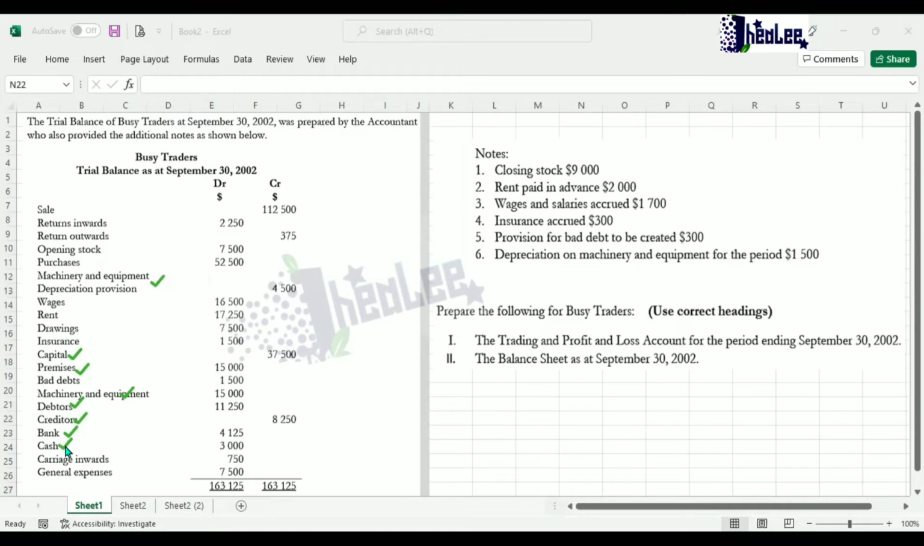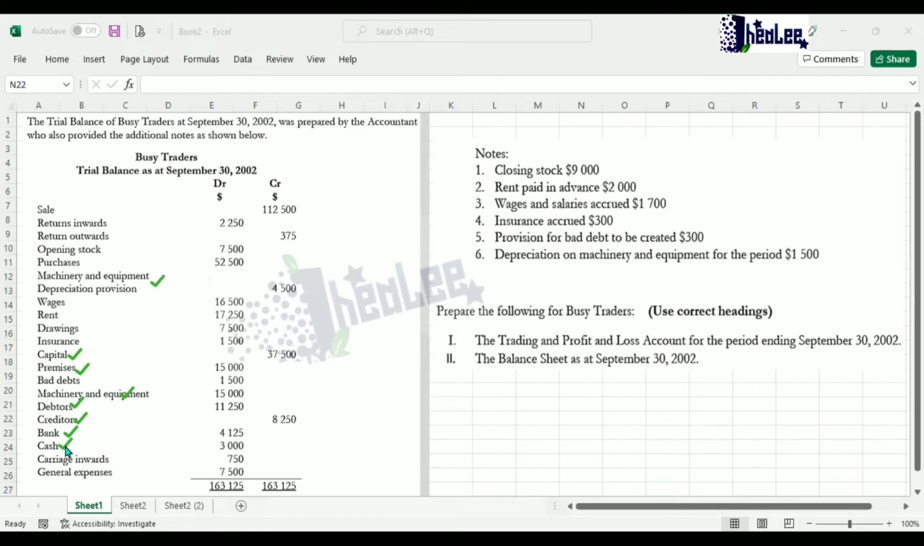Remember, the balance sheet, which is a statement of financial position, shows the assets, capital, and liabilities of a business at a particular time, usually at the end of the financial period. So what we're going to do now is to prepare the balance sheet.